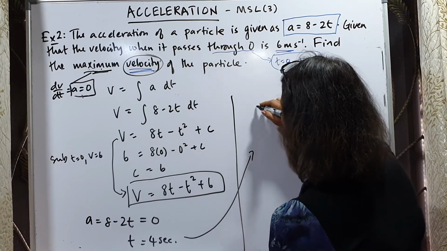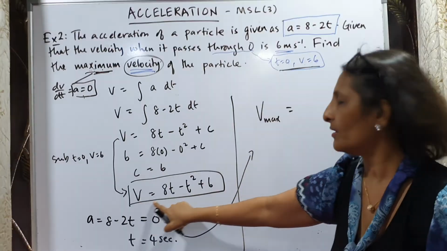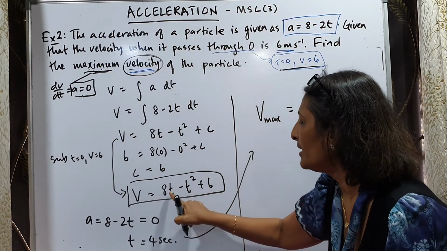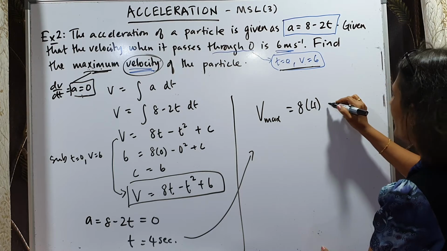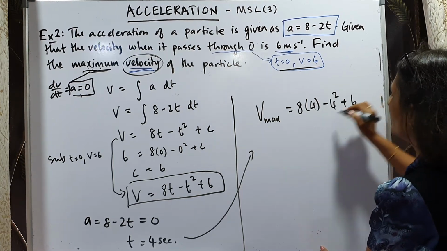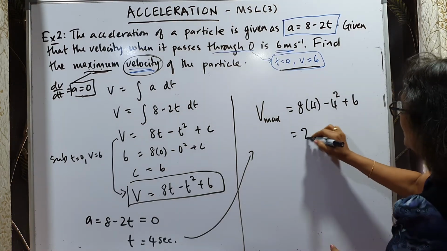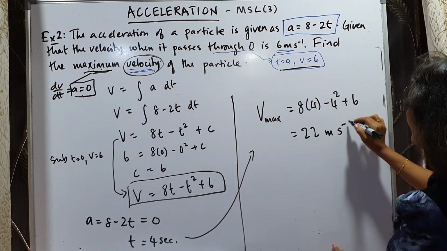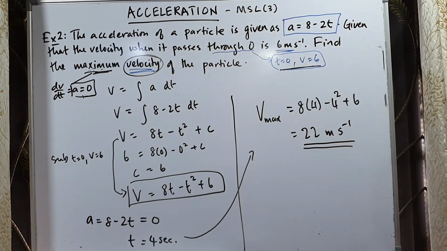So what is v maximum? Sub into the v equation. T is 4, sub in here and here. So we'll get 8 times 4 minus 4 squared plus 6. And you calculate the answer and it will give you the 22 meters per second. This is the maximum velocity of the particle.